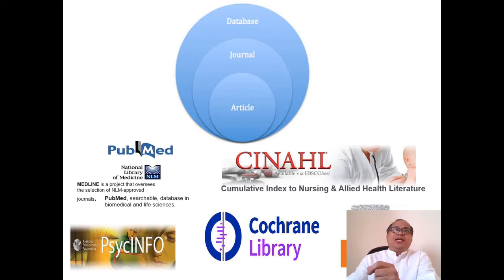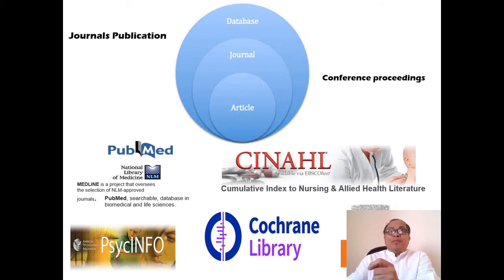Now, the next question is, okay, granting that these are the types of databases suited for nurses, what is contained in these databases? The answer is that these databases contain journal publications, conference proceedings, may also contain research that is peer-reviewed, and books.